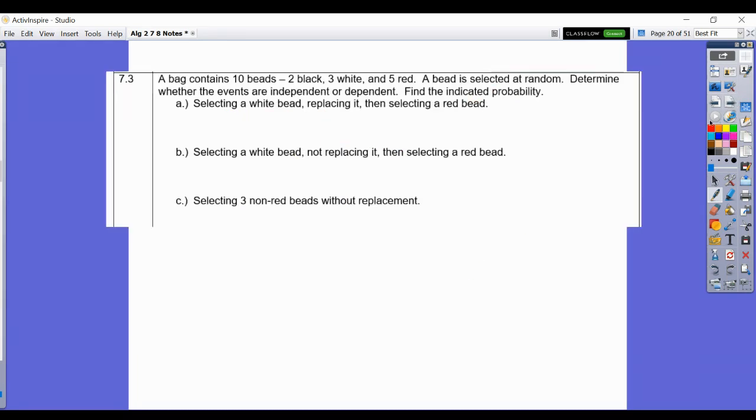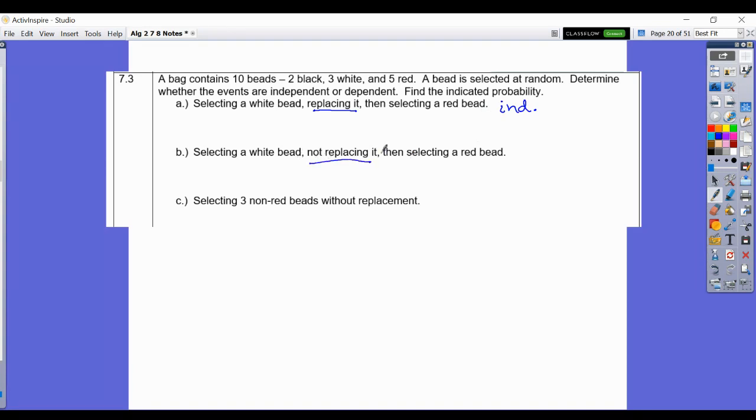All right, a few more examples. This one's setup is a bag of beads. So we've got 10 beads total, 2 black, 3 white, 5 red. A bead is selected at random, and we'll decide if they're independent or dependent, and then solve them. So what is this? We select a white bead, replace it, and then a red bead. For replacing it, what does that mean? It means independent.